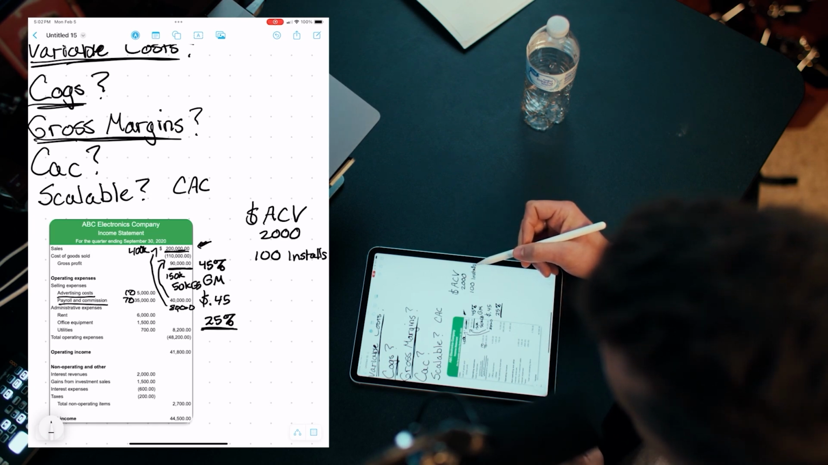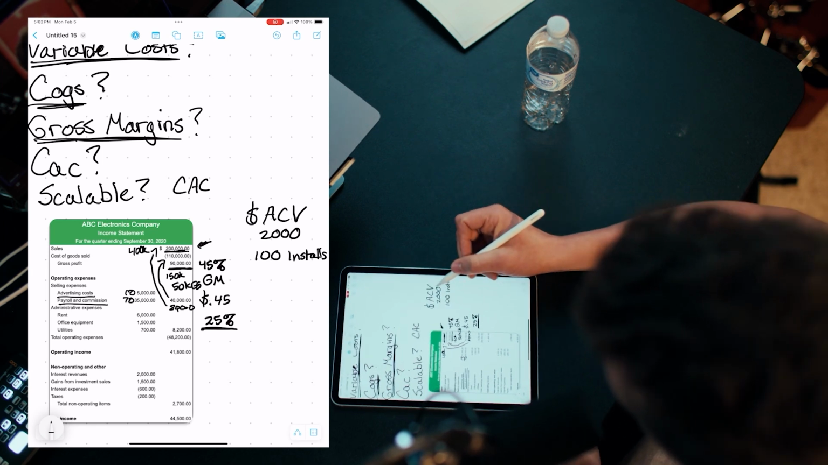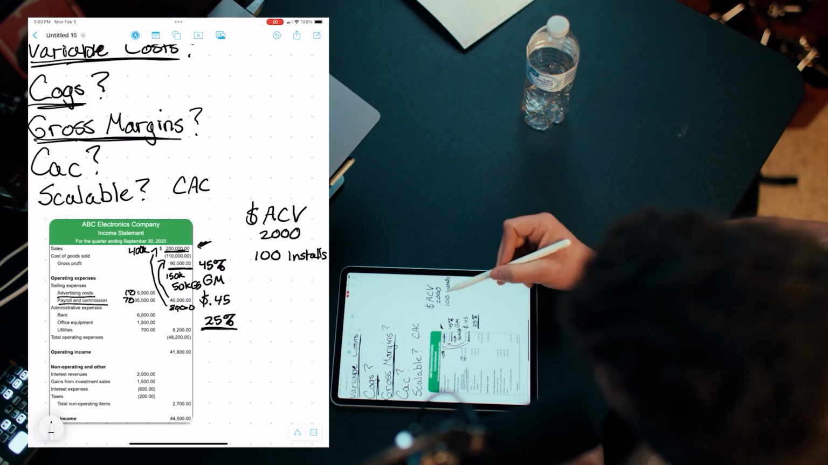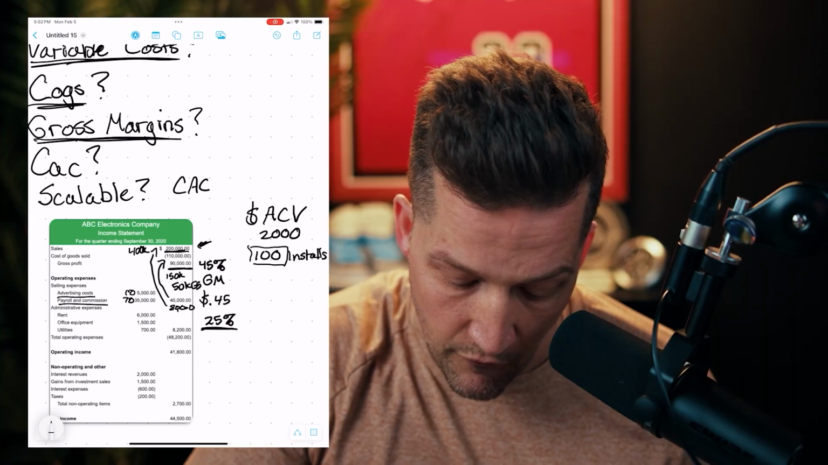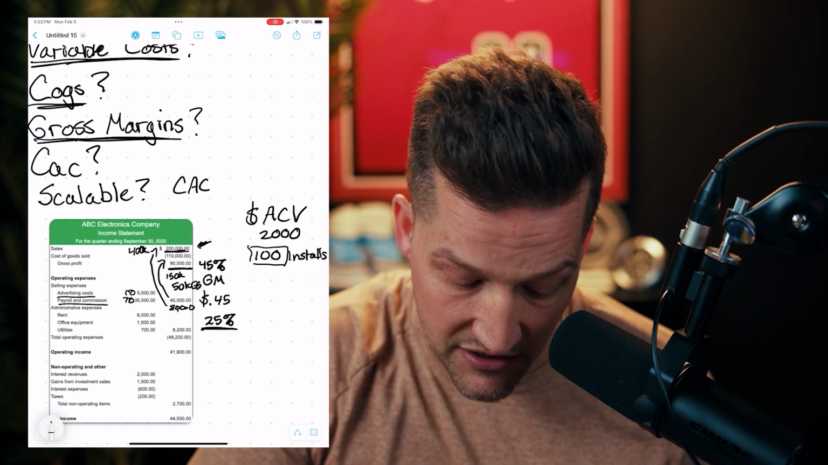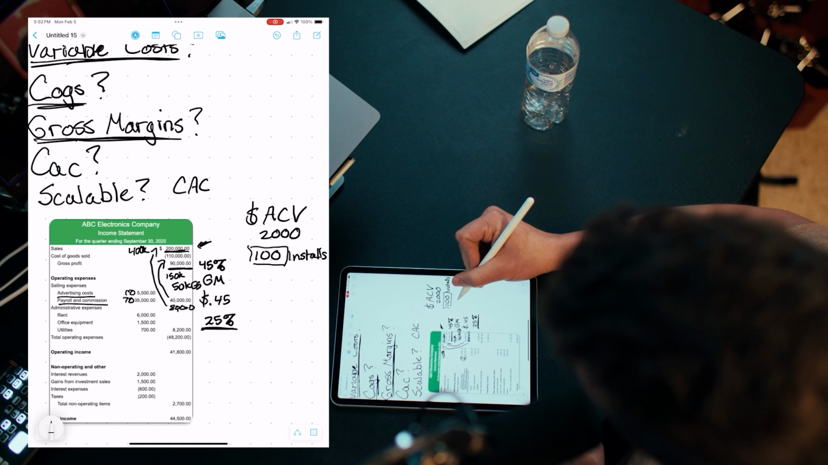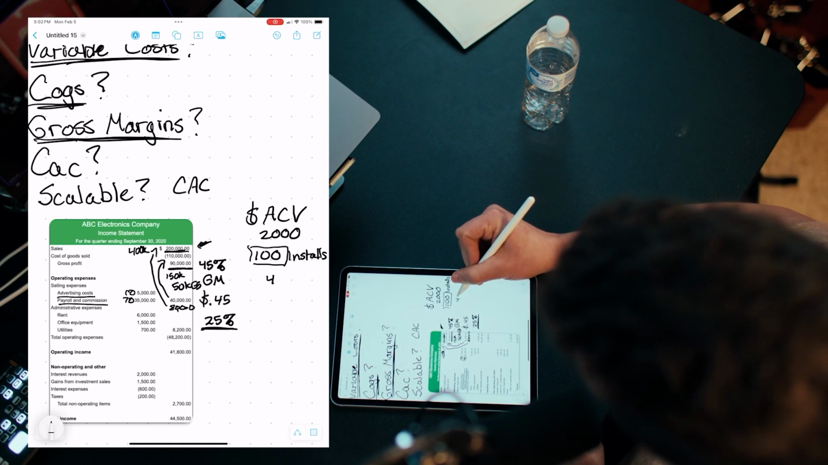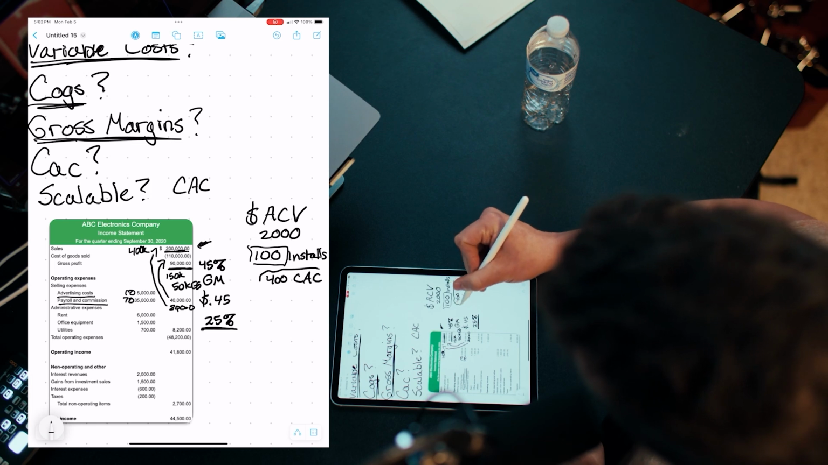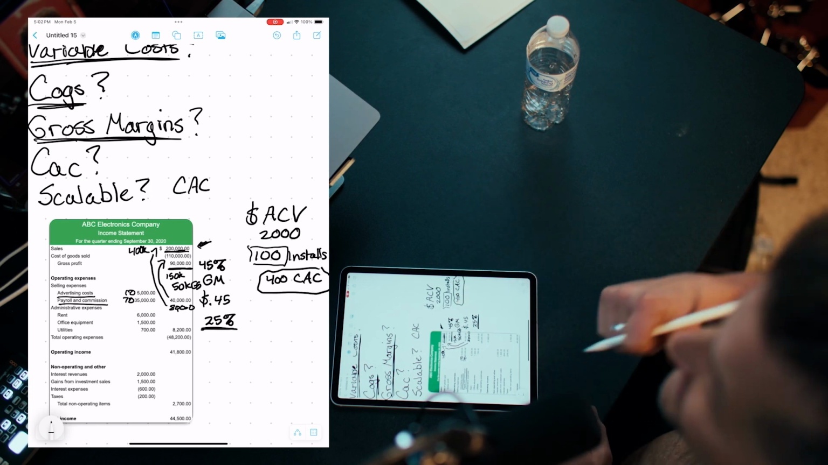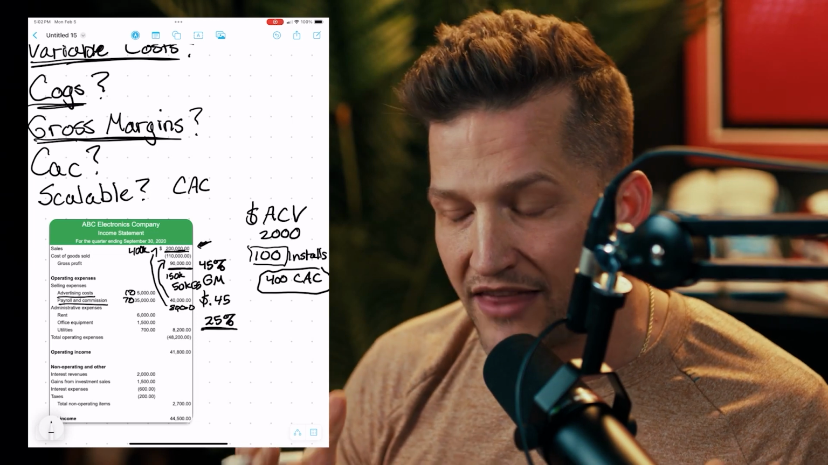Am I doing this right? Yes, it would be $200,000. Okay. So in this particular example, if they got 100 sales through $40,000 of payroll and commission and advertising expense, this would mean that $400 is their cost of acquisition, CAC.